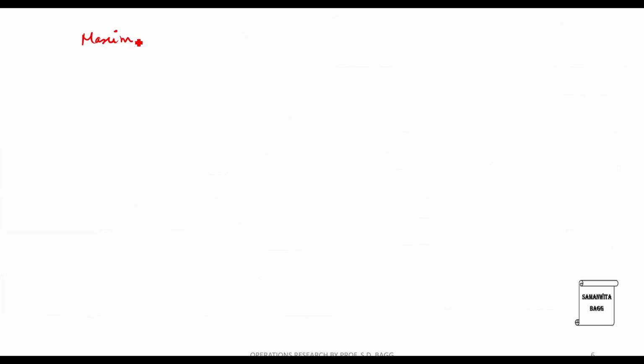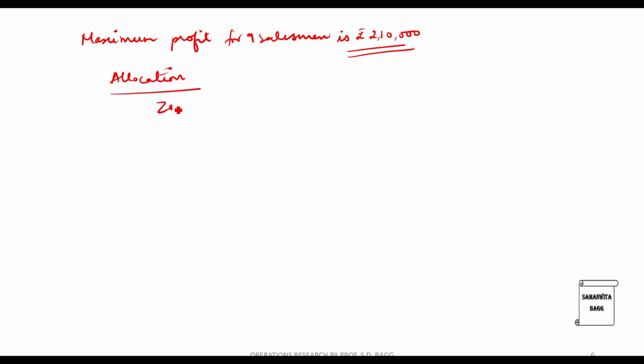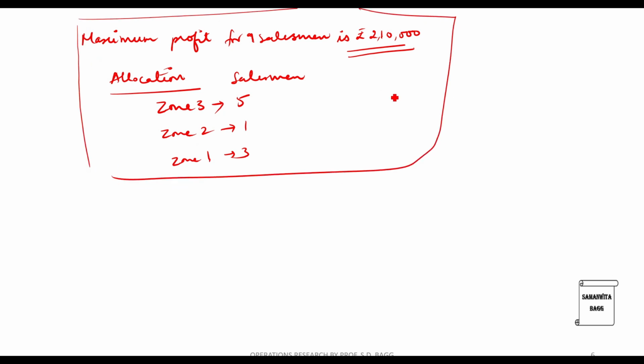Maximum profit for 9 salesmen is rupees 210. So we will do allocation in zone 3, 5. Zone 2 will have only 1 and zone 1 will have 3 salesmen. So this is your final answer.